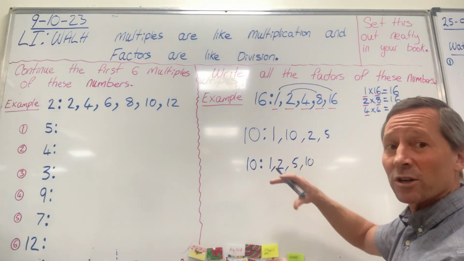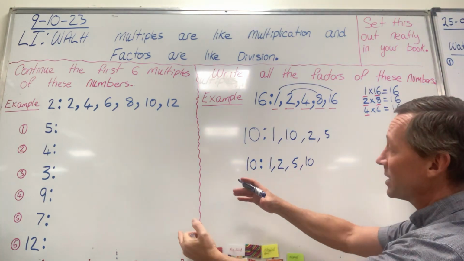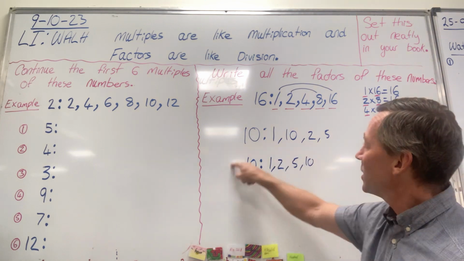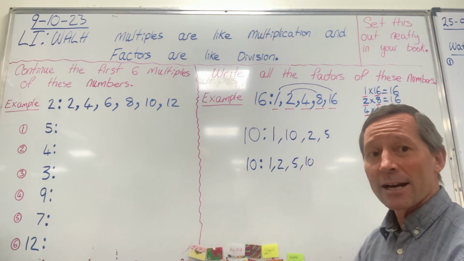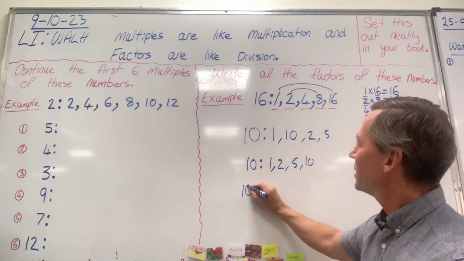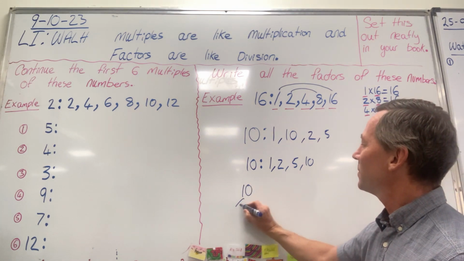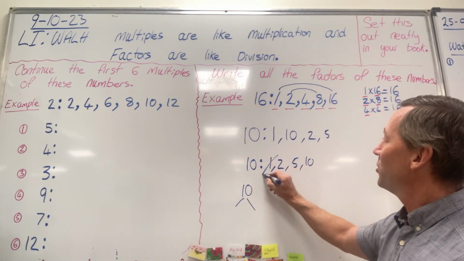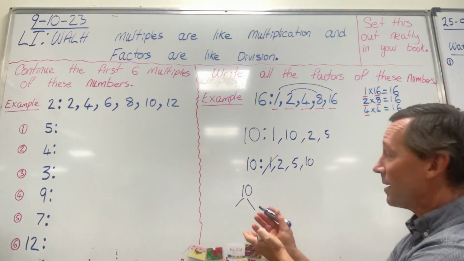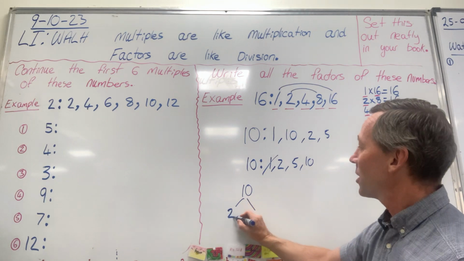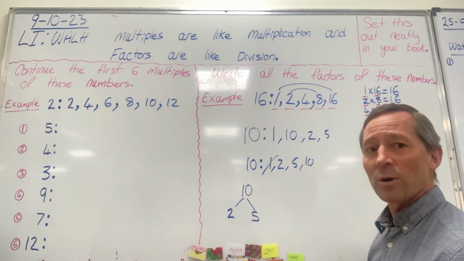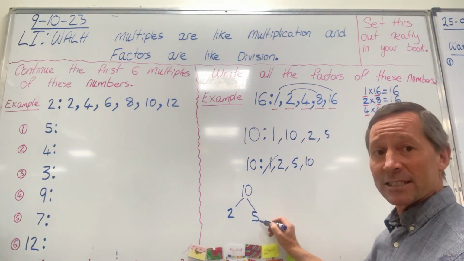But if they ask you to put it in a certain sequence or a certain particular order, this would be your best one. With these ones here, when you go to grade 6, you're going to learn about factor trees. 10. We don't use 1, because 1 times 10 is not going to break it down. In this case, I'm going to use 2 and 5, because 2 times 5 is 10.